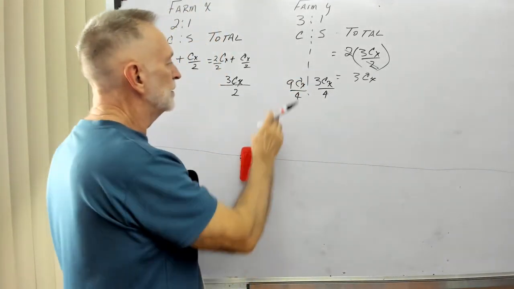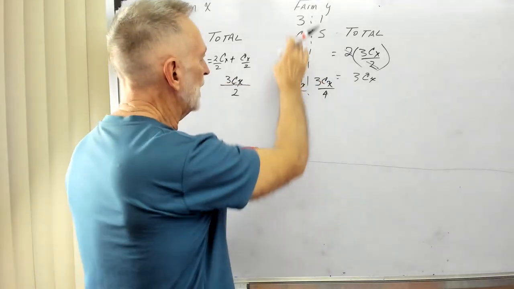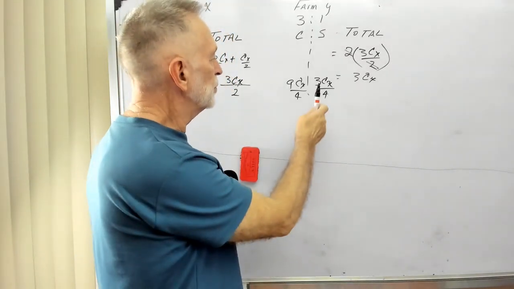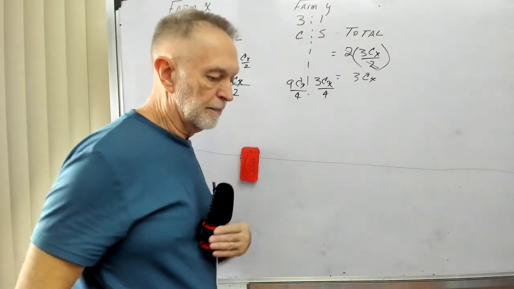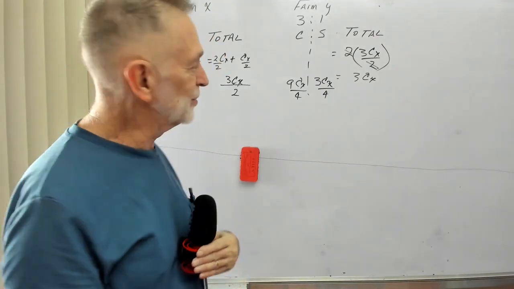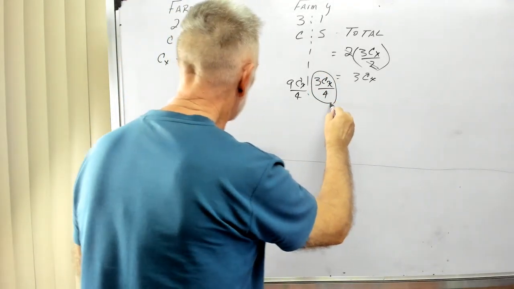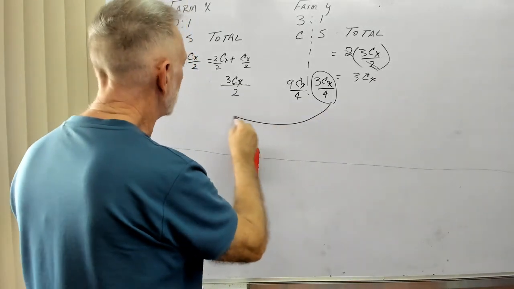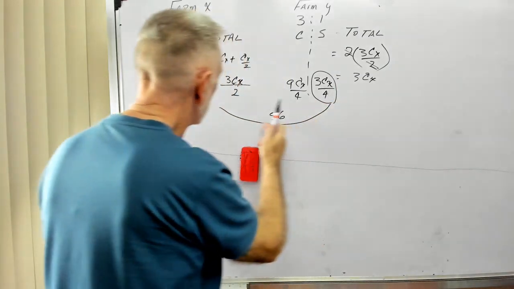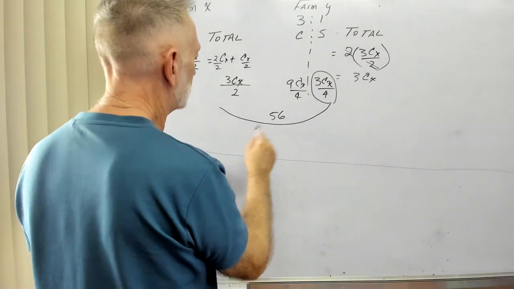So 9 times the cows on x divided by 4 is the number of cows on y. 3 times cows on x divided by 4 is the number of sheep on y. Sounds crazy, doesn't it? But now it's about to get exciting. So in the problem statement, they said we're going to take 56 of the sheep from this farm and add them to that farm. Okay, so what does that mean?